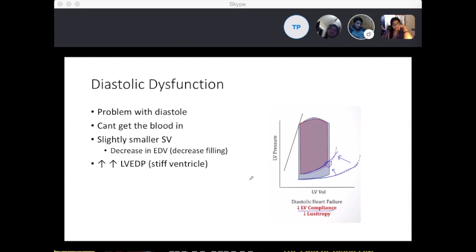So you don't have a problem with contractility. You're still contracting normally. That's why your stroke volume is roughly the same. But you're decreasing in compliance, and thus it's causing a stiff ventricle, in simplest terms. So any questions with this one?